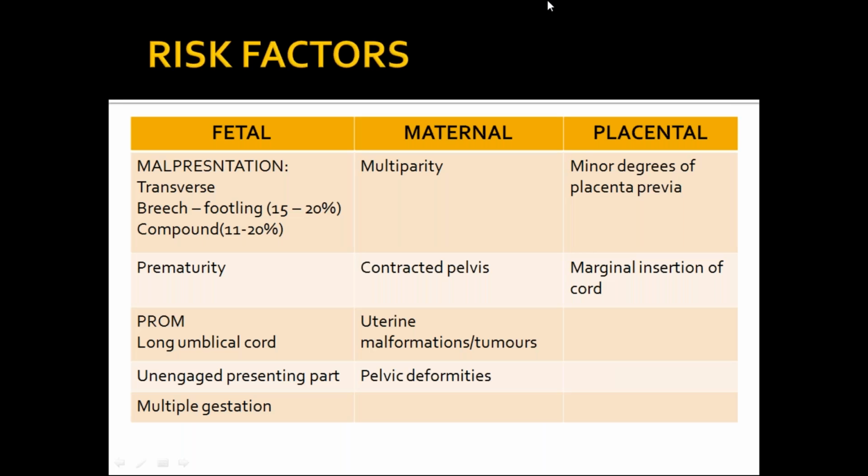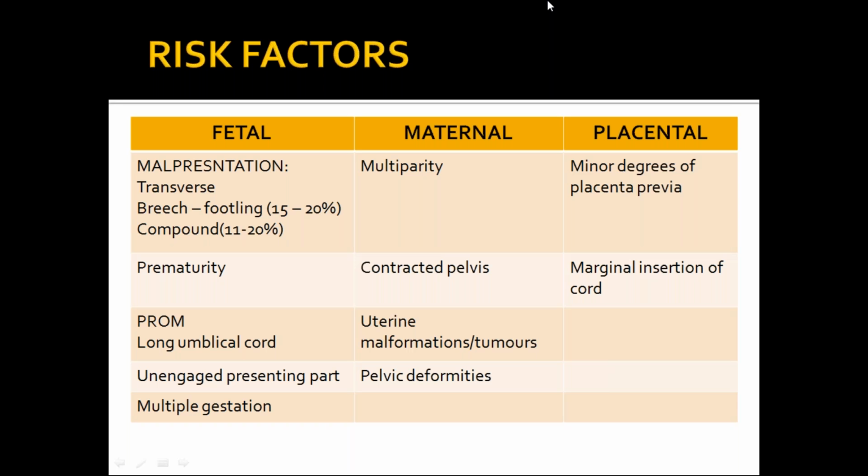And what are the risk factors for why cord prolapse will come? For whom will it come? See, the fetal risk factors: the presenting part, which is present below, occupying the lower pole of the uterus, should be tightly fit with the pelvic cavity. Otherwise, what will happen? There will be a gap. If it is not tightly fit, there will be a gap that leads to chances for cord prolapse.